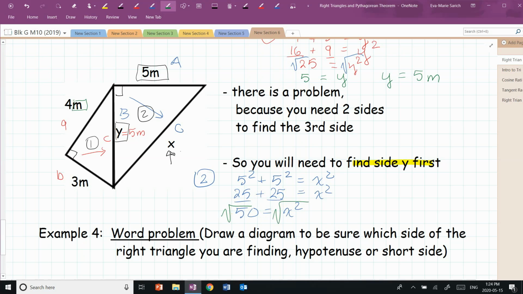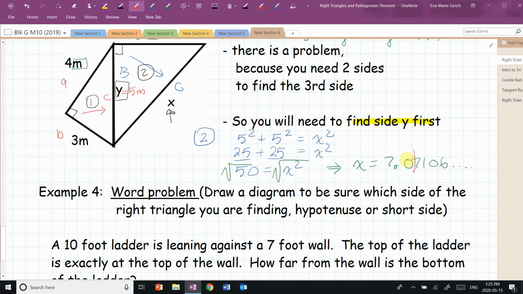And when we take the square root of 50, remember, 7 times 7 is 49, which is too small. And 8 times 8 is 64, which is too big. So our number is going to be between 7 and 8. So when I take the square root of 50, we're going to get x is equal to 7.07106, etc.